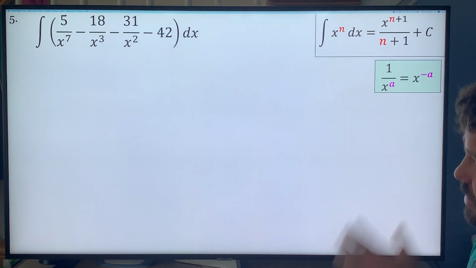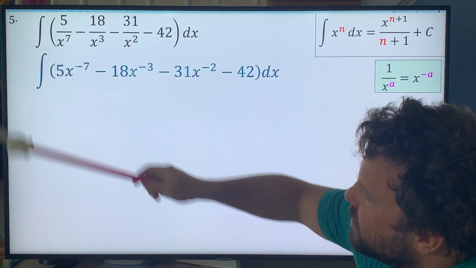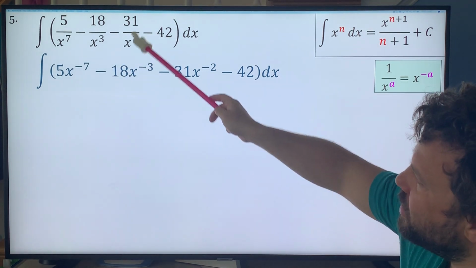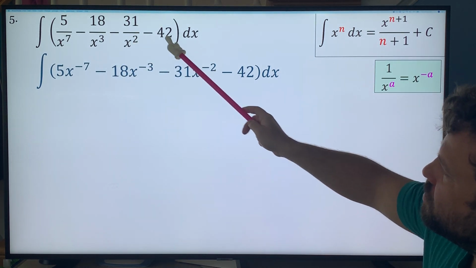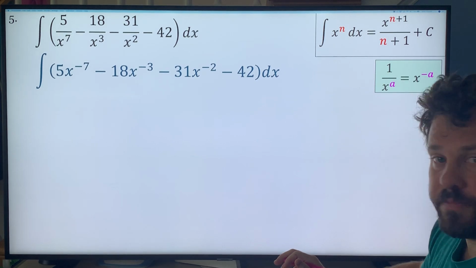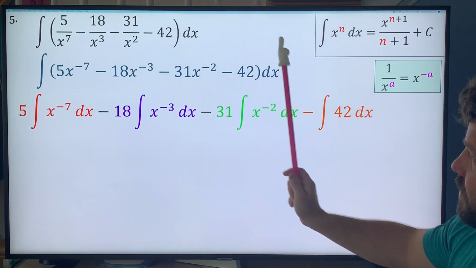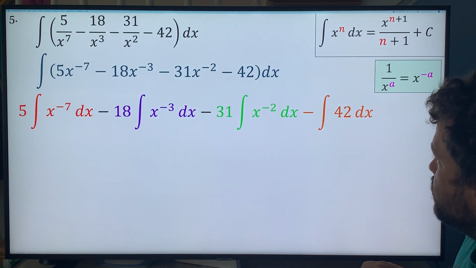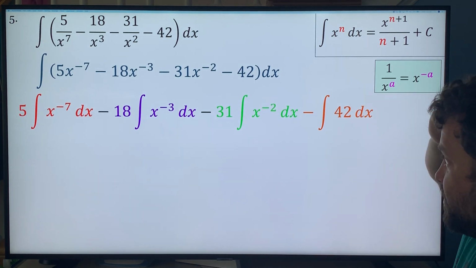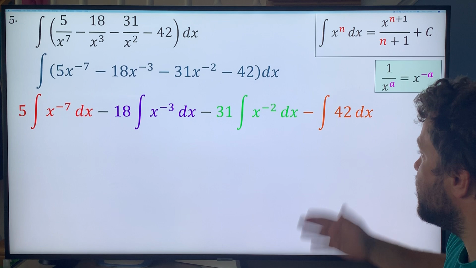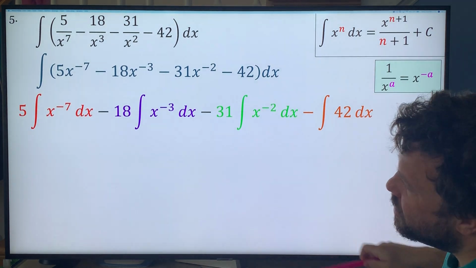All right, so did you rewrite it? This becomes 5x to the negative 7th, 18x to the negative 3, 31x to the negative 2, and it stays 42. Now it's easy. Separate. Take out the 5, negative 18, negative 31, and negative 42. Or you can leave the negative 42 in there. Doesn't matter. I don't know. I usually leave it in.